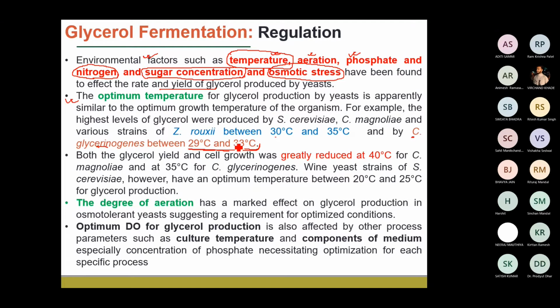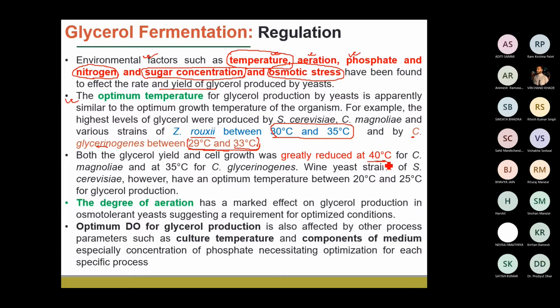And if you have Zygosaccharomyces rouxii, or Saccharomyces cerevisiae, or Candida magnoliae, the optimal temperature is between 30 and 35 degrees. So you can see that a temperature range of 30 to 35 degrees is suitable for the production of glycerol, and at a higher temperature, for example 40 degrees Celsius, the production of glycerol is inhibited.